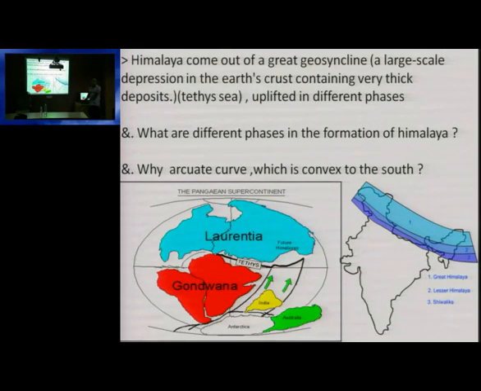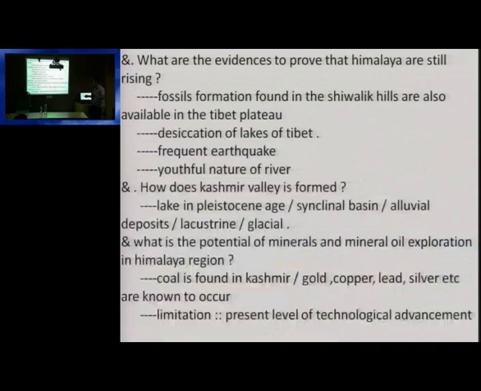So there is a possibility of having a lot of, see, coal is found in Kashmir. Coal, copper, lead, silver, etc. are known to occur. It's very rich. But there is a limitation. Limitation is about present level of technology. And this is the only answer, nothing else.